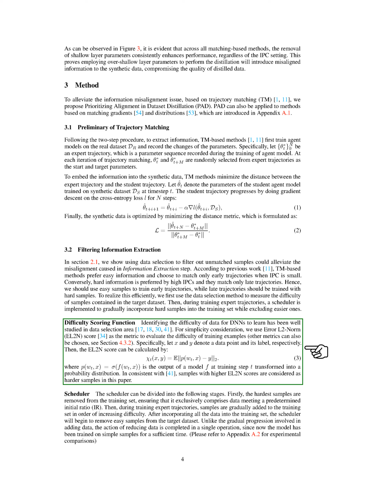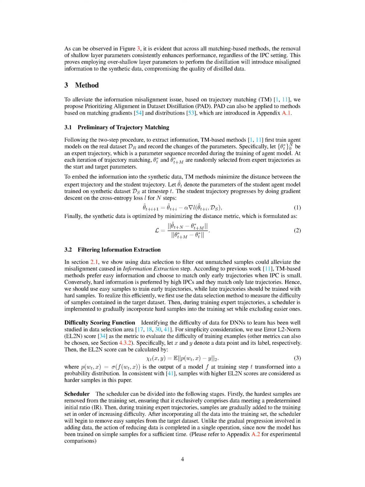Identifying the difficulty of data for DNNs has been well explored in the data selection field. For simplicity, we use the error L2 norm, EL2N, score to evaluate the difficulty of training examples, although other metrics can also be applied. Specifically, we calculate the EL2N score based on the output of a model transformed into a probability distribution. In our study, samples with higher EL2N scores are considered harder.